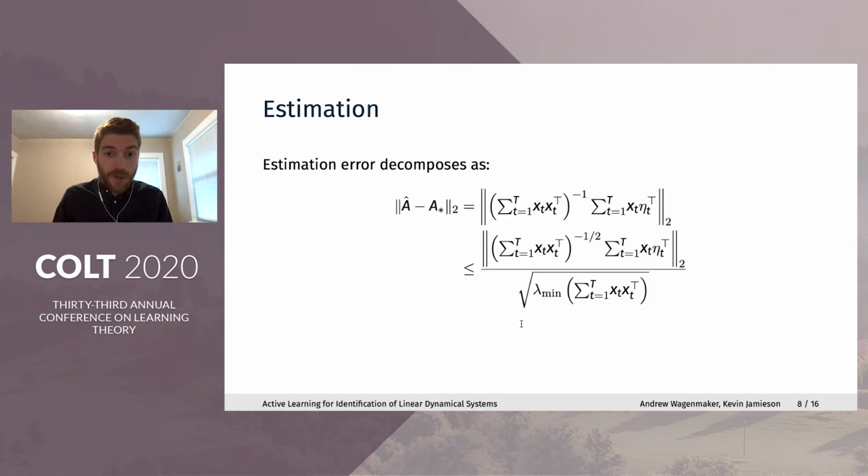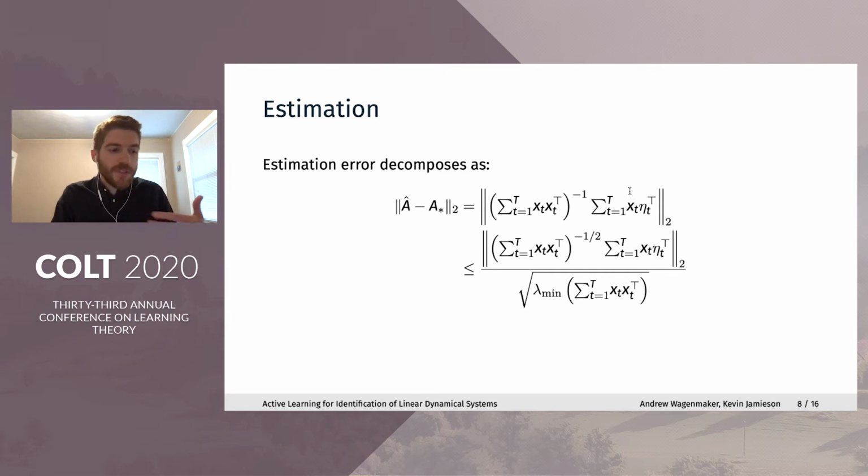So if we want to bound the error, we can do so as follows. If we're looking at A hat minus A star in the spectral norm, we can write it down like this, and then we can upper bound this by pulling out one half of these covariates. If we do that, then we get this top term here, which is the covariance to the negative one half times this other noise term. And then that's divided by the square root of the minimum eigenvalue of the covariance.